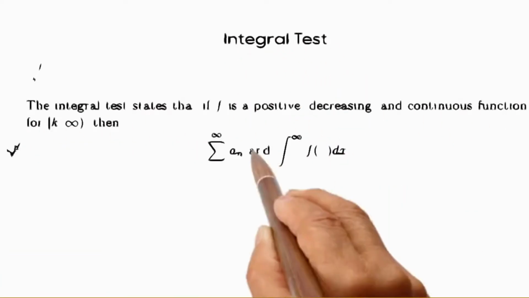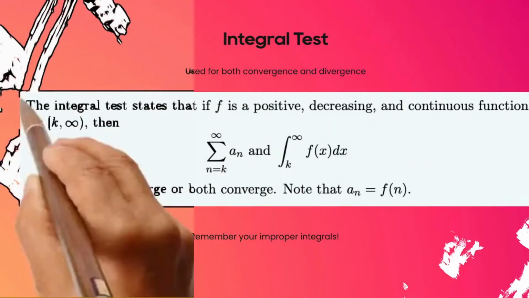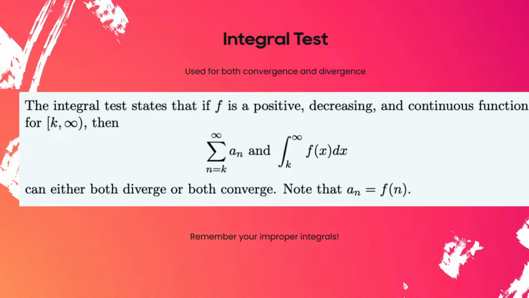Now the integral test. This is a useful test, and it's used for both convergence and divergence. The integral test has some conditions. Our function f must be positive, decreasing, and continuous on a certain interval from k to infinity. If that occurs, then the series for a of n and the integral can both either converge or diverge together. This is useful because if we're given a series and we want to figure out whether it converges or diverges, then we can use the integral test.